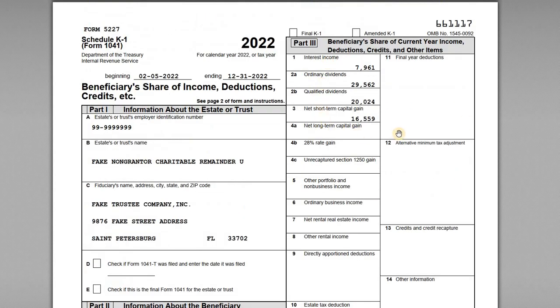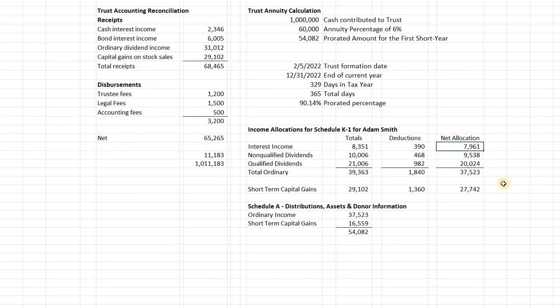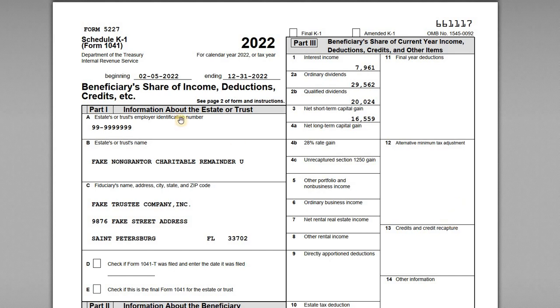And so these amounts we've pulled through from our workbook. If we go back to our workbook here, we can see the net amount of interest being applied, $7,961. The qualified dividend income, $20,024. And if you add the two up, qualified and non-qualified, you get $29,562. That's the total dividends. The portion that's qualified is $20,024. And then we have that net short-term capital gain component of $16,559. So that's how those numbers end up there.